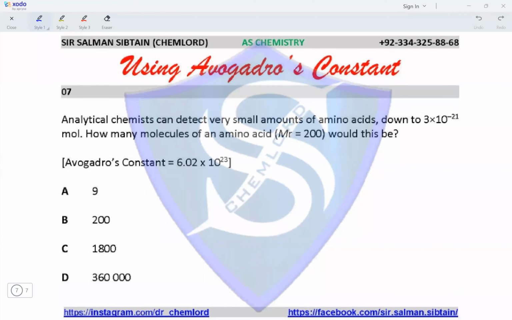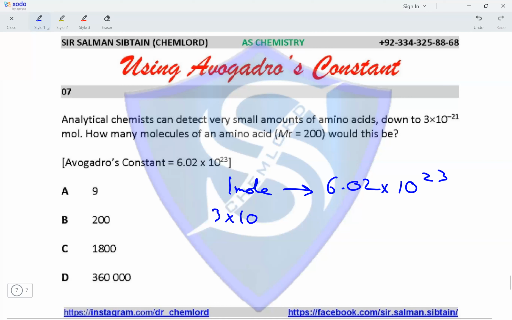Question 7. Analytical chemists can detect very small amounts of amino acids down to 3 into 10 to the power of minus 21 moles. How many molecules of an amino acid having an Mr of 200 would this be? So we know that 1 mole would contain 6.02 into 10 to the power of 23 molecules. So the number of moles given is 3 into 10 to the power of minus 21. So this would contain how many molecules of amino acids?